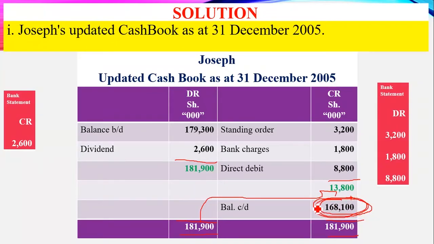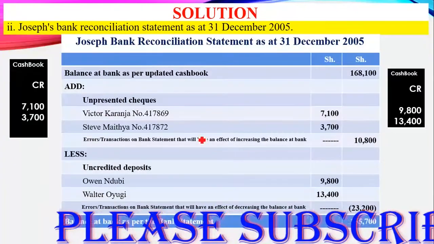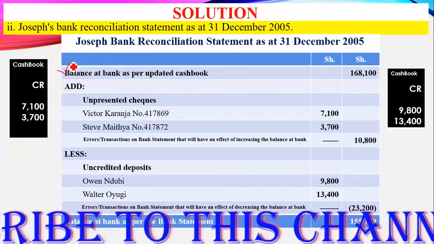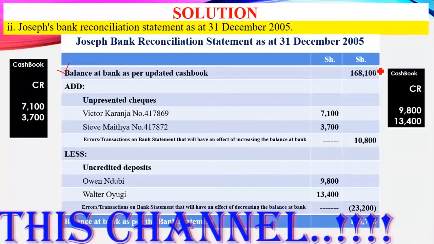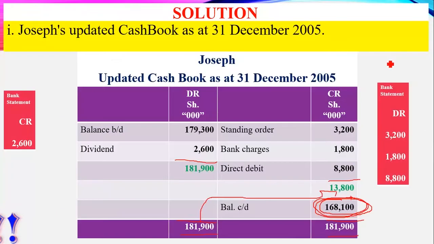That is one thing you need to identify. Balance as per updated cash book. And remember, it is the first item in the bank reconciliation statement. So when you're preparing the bank reconciliation statement, balance as per updated cash book is 168,100. That should be the first item, and we have it there.